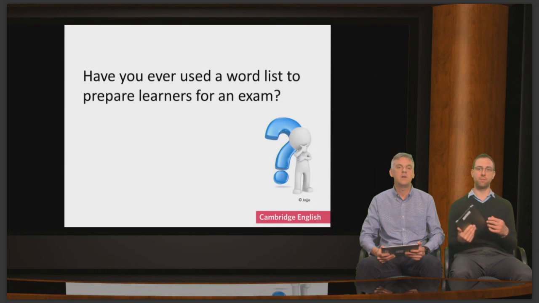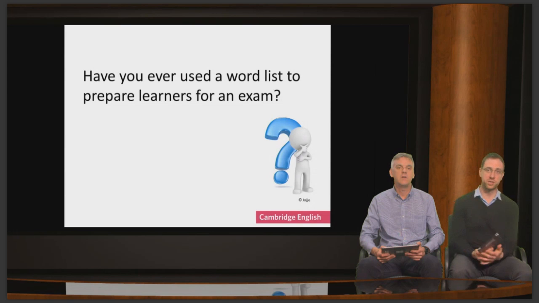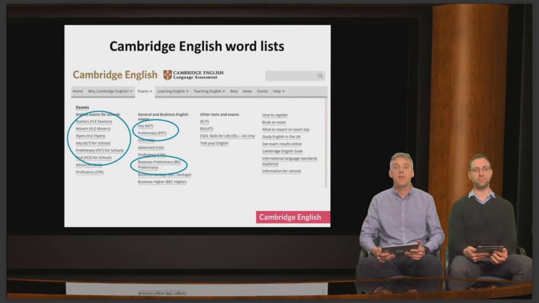So remember that the word list is a really useful starting point, and it's well worth finding it on the Cambridge English website. There are word lists for all of the Cambridge English exams at levels up to and including B1, including Cambridge English Business Preliminary, as well as the general English exams for adults and schools, and all of the exams for young learners, Cambridge English Starters, Movers and Flyers.